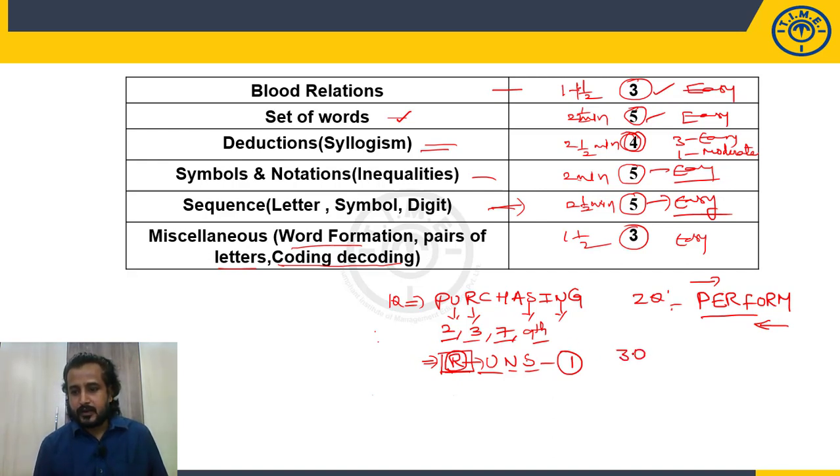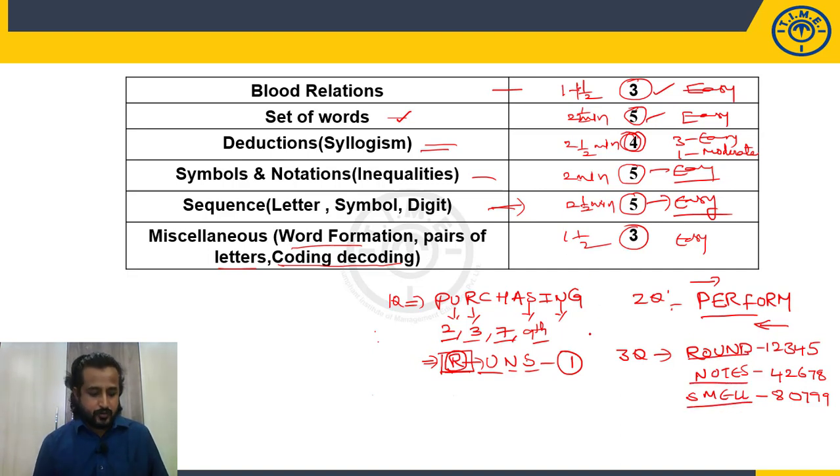Now the third question under miscellaneous is coding and decoding. So what type of coding decoding question is given? In a certain code language, round is coded as, I'm taking randomly, codes 1, 2, 3, 4, 5, and notes is coded as 4, 2, 6, 7, 8. Also given, smell is coded as 8, 0, 7, 9, 9, like this. Not exactly, but the words are the same: round, notes, and smell. Now the question given is, what is the code for the word lemon?